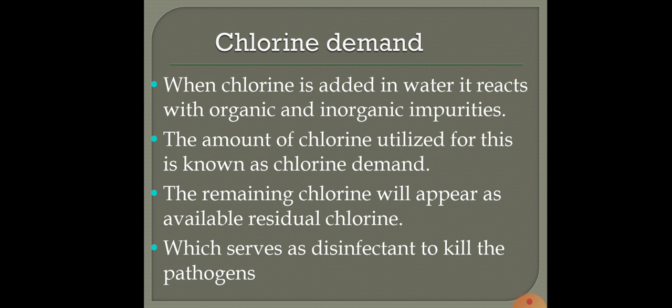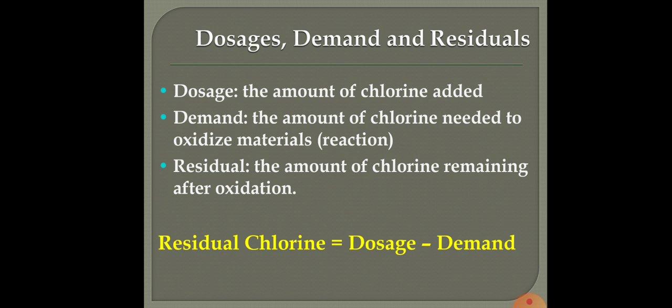So chlorine demand can be defined as the difference between the amount of chlorine which is added to water and the quantity of free available chlorine that is remaining at the end of the specified period of contact. So this is how we can define chlorine demand.